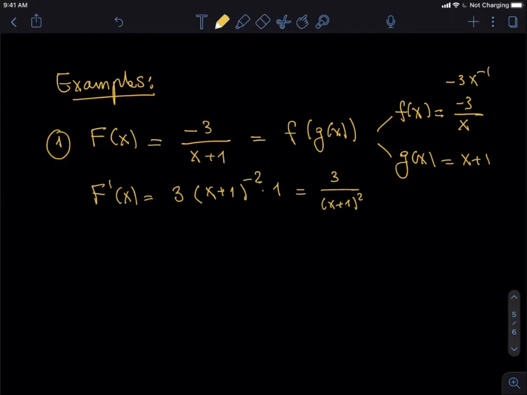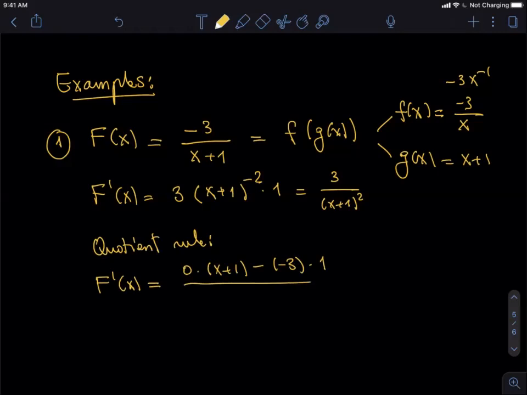But this is a function you could be thinking, well, I could have done this one using the quotient rule. Yes, we can do that too. And actually, it's a good way to check our computation. So we can do the derivative of the numerator, which is 0 times the denominator, minus the numerator times the derivative of the denominator, which is 1, and then divide by x plus 1 squared. Okay, so this becomes 3 divided by x plus 1 squared, which is the same as before. That is good.